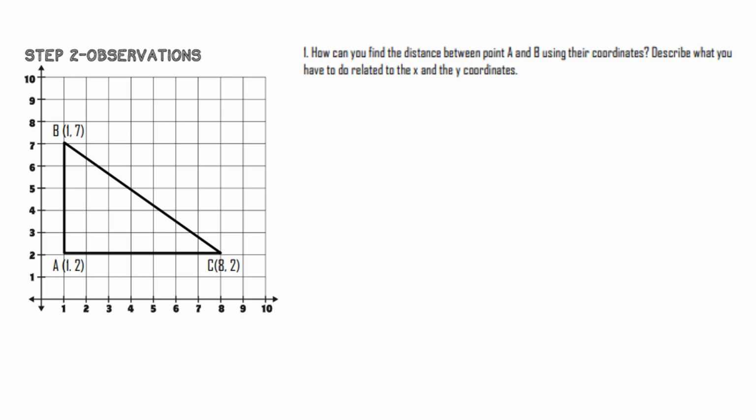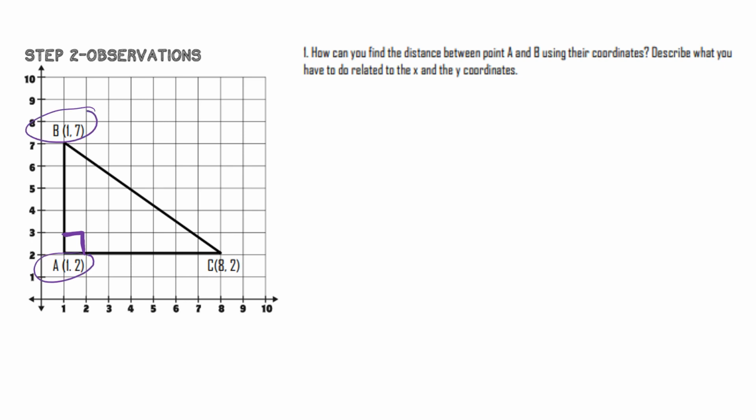So I know it doesn't have the little symbol here, but since it's on the coordinate plane, that does indeed make a 90-degree angle. So this is a right triangle, which means the Pythagorean theorem can be applied. The first question here is asking, how can you find the distance between point A and point B using their coordinates?